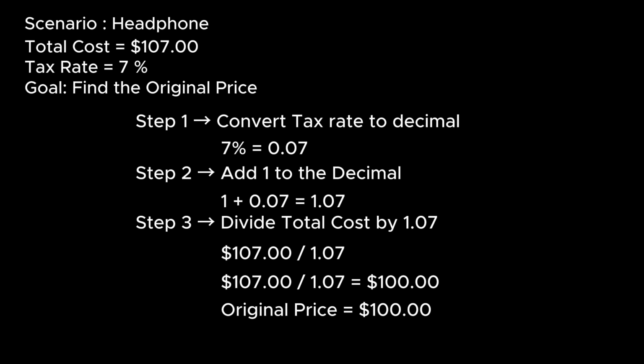Notice how much simpler this is than trying to subtract 7% of the total, which would actually give you the wrong answer because the tax was calculated on the original 100, not the final 107. Let's try one more example that is a bit more realistic with messy numbers.